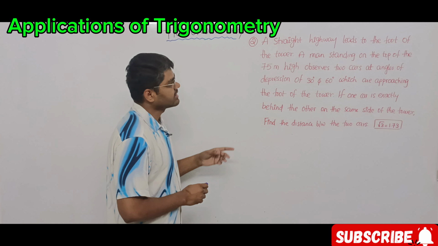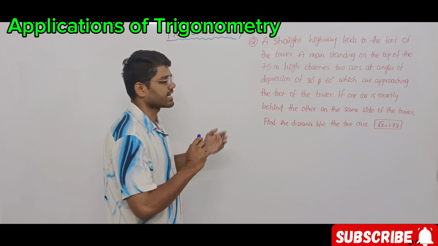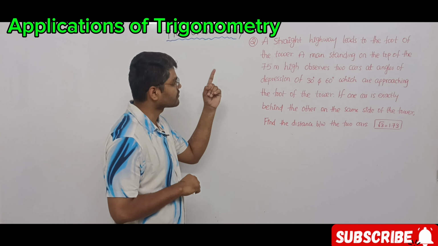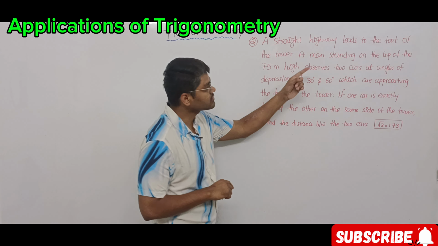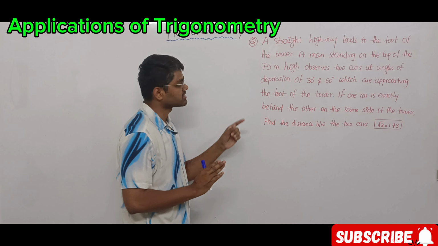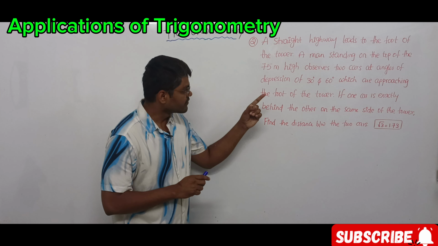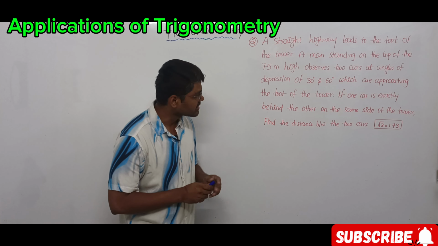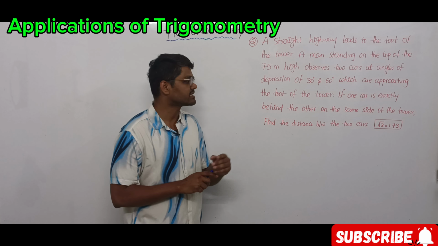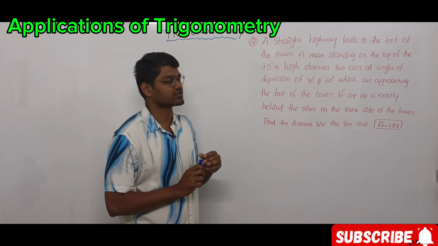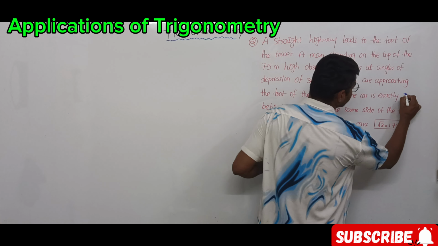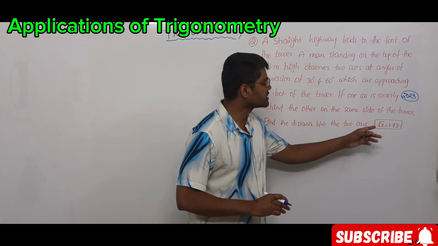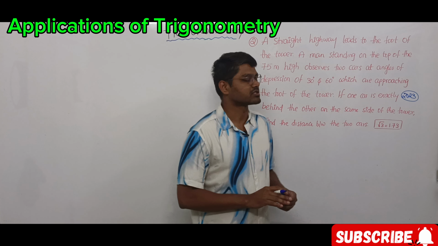A straight highway leads to the foot of the tower. A straight highway is there that is leading to the foot of the tower. A man standing on the top of the 75 meters high tower observes two cars at angles of depression 30 degrees and 60 degrees, which are approaching the foot of the tower. If one car is exactly behind the other on the same side of the tower, find the distance between the two cars. This is a 2023 question. We have to use root 3 equal to 1.73. It is given in the question.